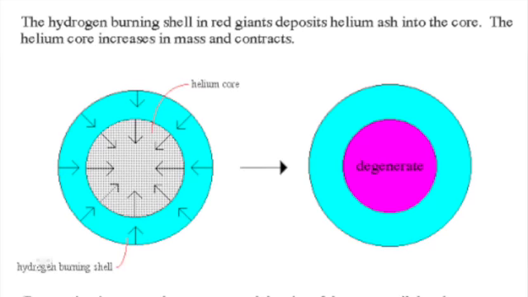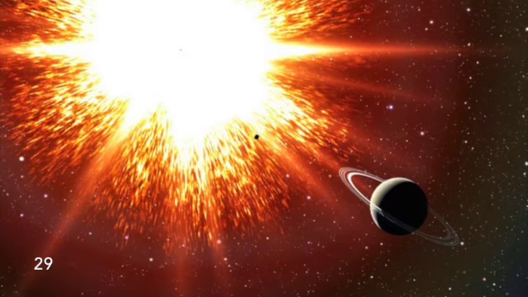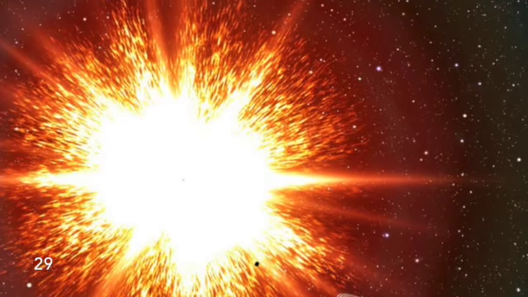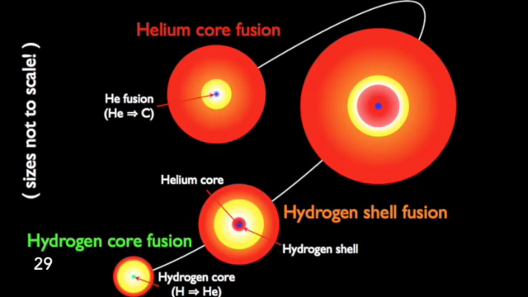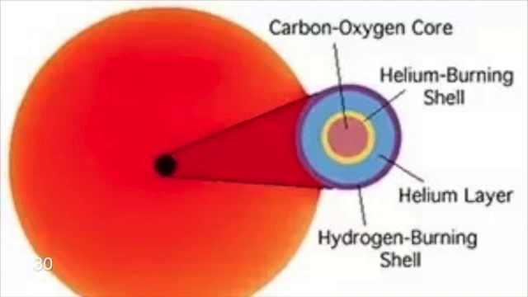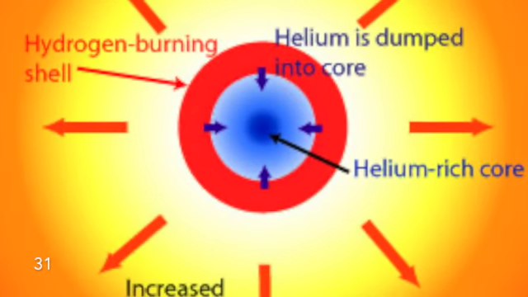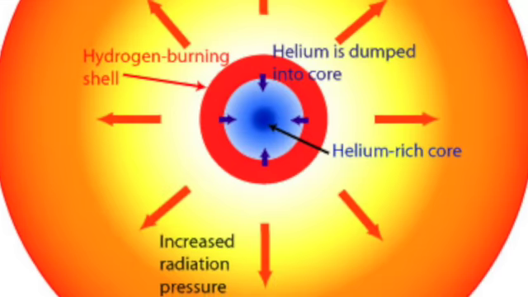This helium ash builds up in the core. As this ash builds, so does pressure and temperature. After a helium flash, a brief nuclear fusion of helium into carbon, core helium fusion begins. The hydrogen shell and helium core continue fusion until the ash in the core becomes carbon, and helium shell burning begins to happen alongside the hydrogen shell burning.